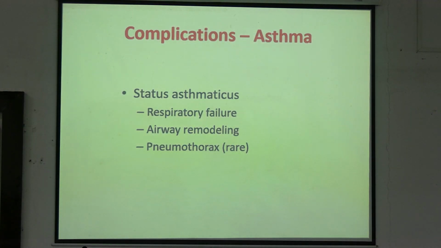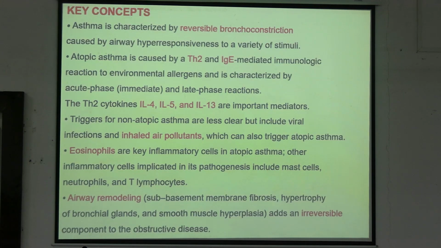So what are the complications? As I said, acute severe asthma, status asthmaticus. It is very fatal. There may be respiratory failure, airway remodeling, and rarely formation of pneumothorax. So these are the complications of asthma.